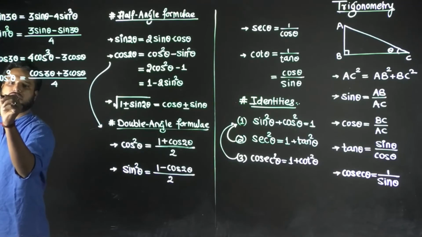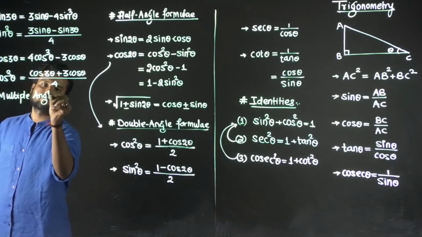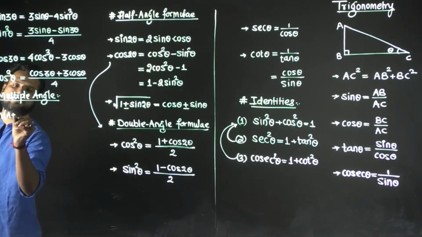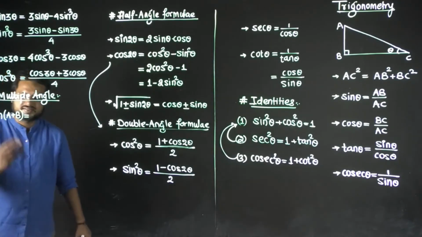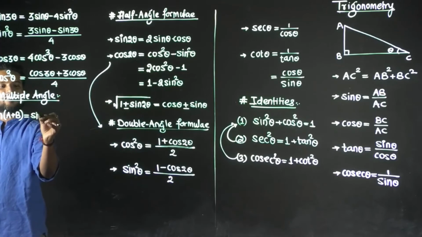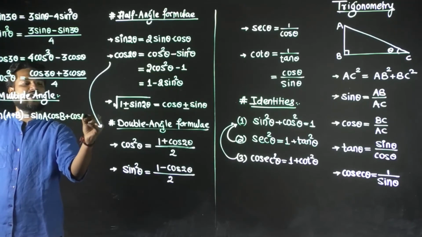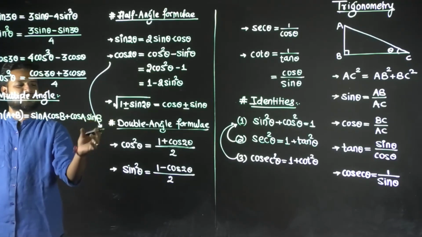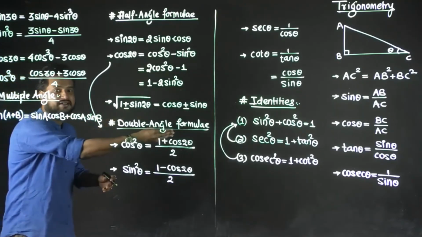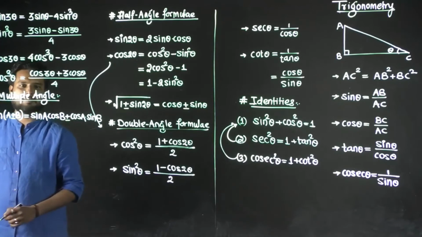Now I'll come to the next part, which is multiple angle formulae. The basic in this is this. It's quite widely used in our engineering problems. Sine of a plus b. I'm very sure everybody must be aware. Sine of a plus b is sine a cos b plus cos a sine b. So sine cos, cos sine with the same sign. If it is plus, then I have plus. If it is minus, then I have minus.